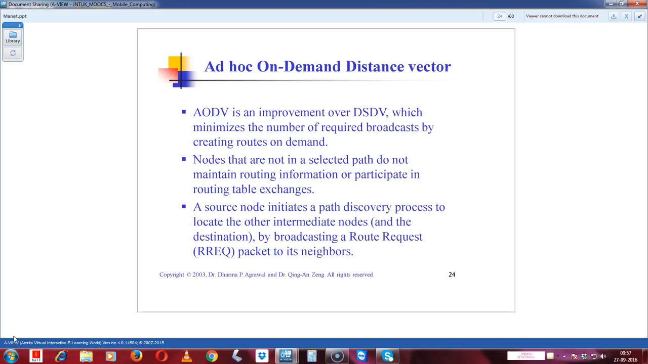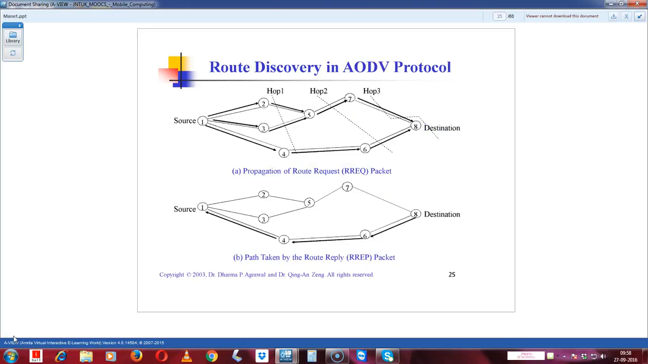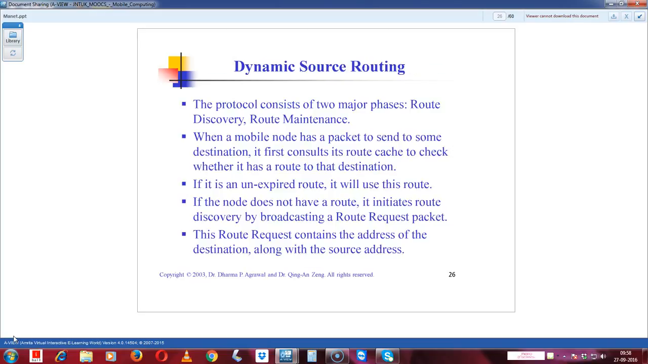Okay, we'll go ahead with the session. Next is the ad hoc on demand distance vector, AODV. AODV is an improvement over DSDV. You may not understand this perfectly here. We will go through it when we cover DSDV and AODV in detail. As of now, you can say AODV is basically an improvement which minimizes the number of required broadcasts by creating routes on demand. Okay, we will see the algorithms then. So I'm just skipping these slides for now.